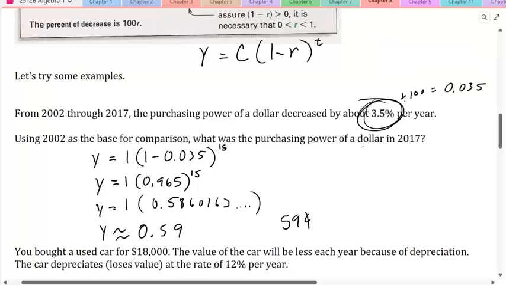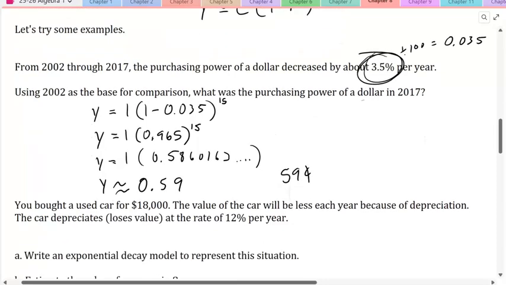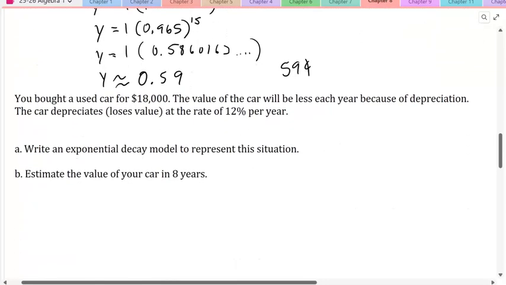59 cents. All right, let's look at another example. You bought a used car for $18,000. The value of the car will be less each year because of depreciation. Yeah, the value of cars goes down. So the car depreciates, or loses value, at a rate of 12% per year.